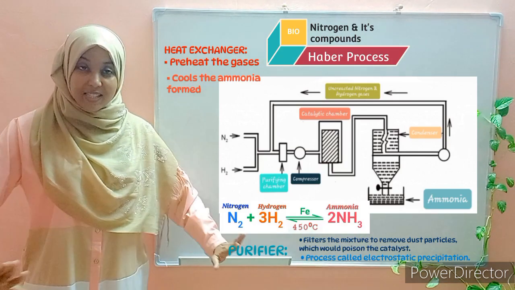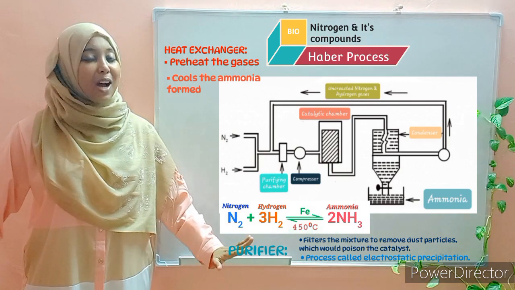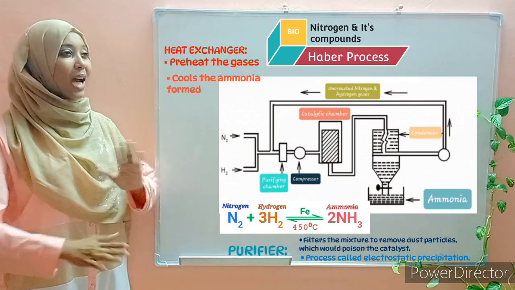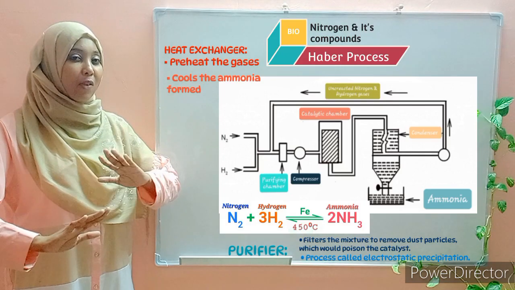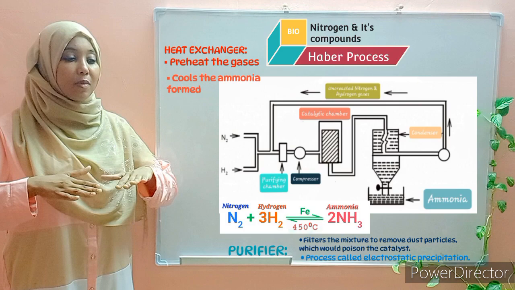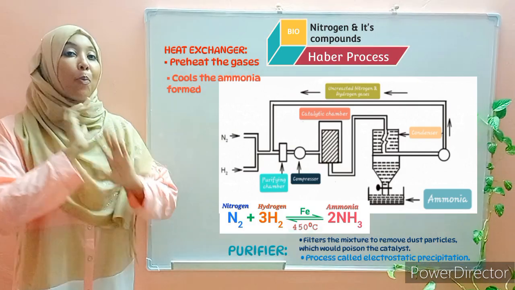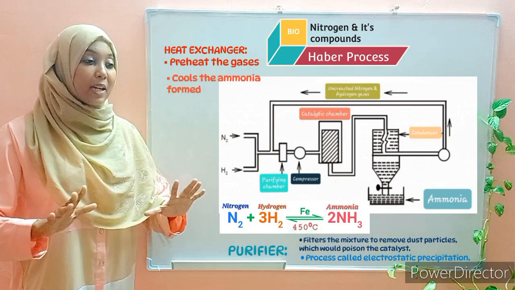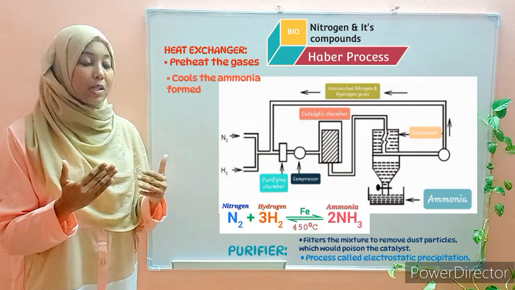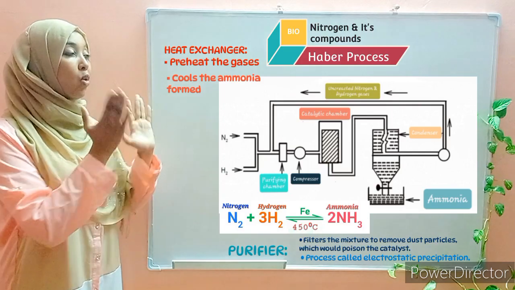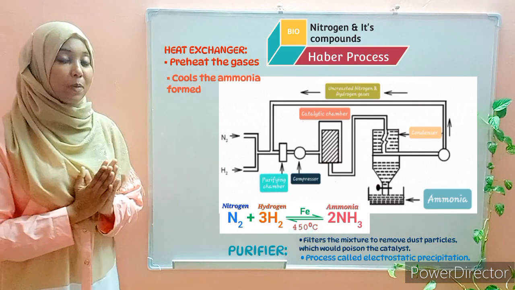Now, this is the Haber process. See how short and simple it is? What I'm going to do at this point is go through the steps involved very briefly, just to ensure that the content sticks. So point number 1 is the purifier. The mixture is filtered in order to remove any dust particles that will poison the catalyst. This is done through a process called electrostatic precipitation.